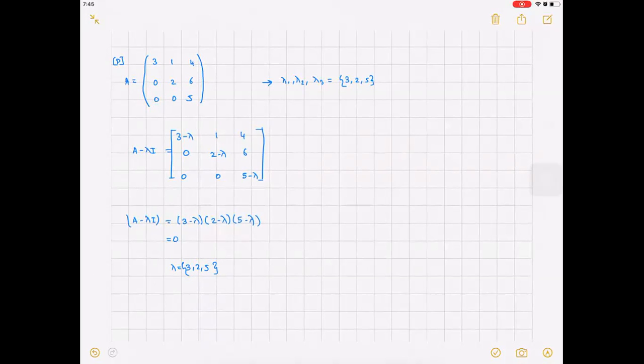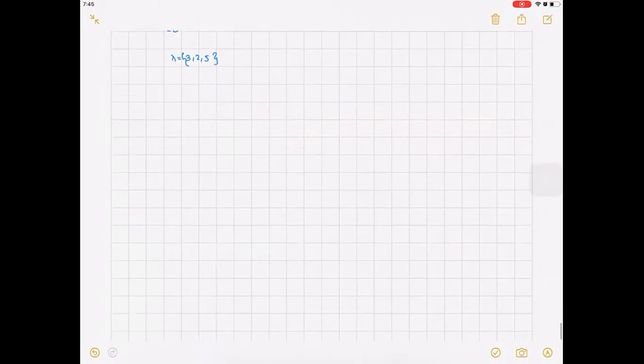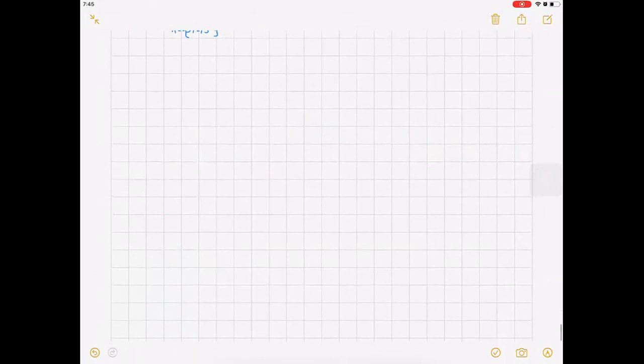So the next topic is the Cayley-Hamilton theorem. That is the last topic of today's session. Maybe I'll give a small revision by the end of this topic. So, the Cayley-Hamilton theorem.